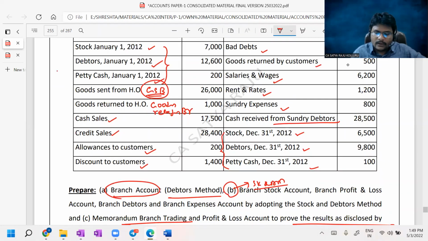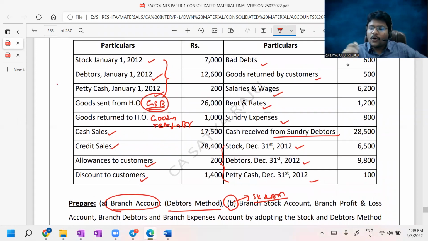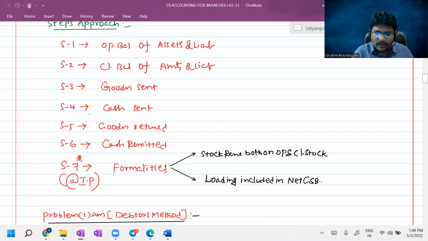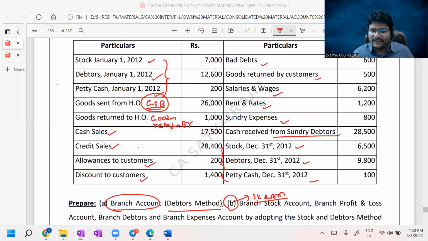Next, cash sent. Sir, how much cash did you send to the branch? Is there any information provided? Sir, till now, step number 1, opening balance of assets and liabilities, closing balance of assets and liabilities, goods sent, goods returned, over. Cash sent and cash remitted, which we need to require. Step number 4, step number 5, step number 6 are needed. Cash sent and cash remitted.